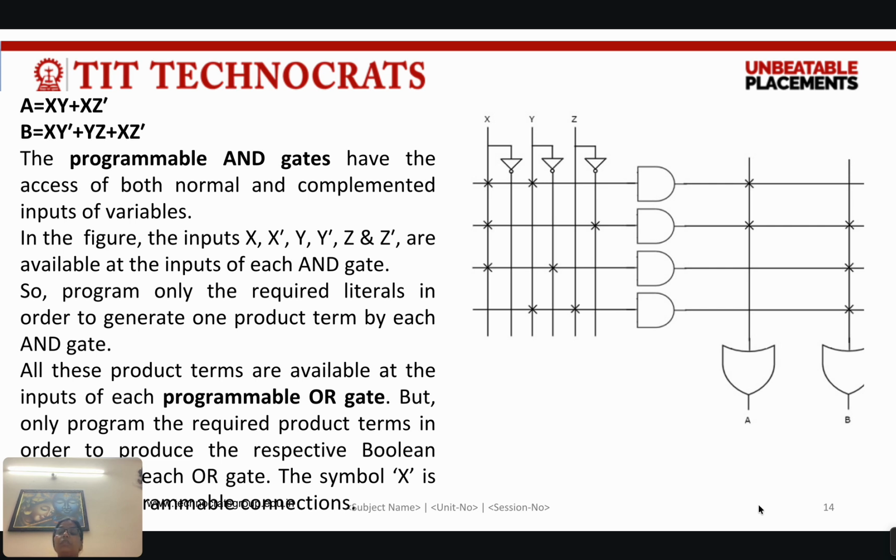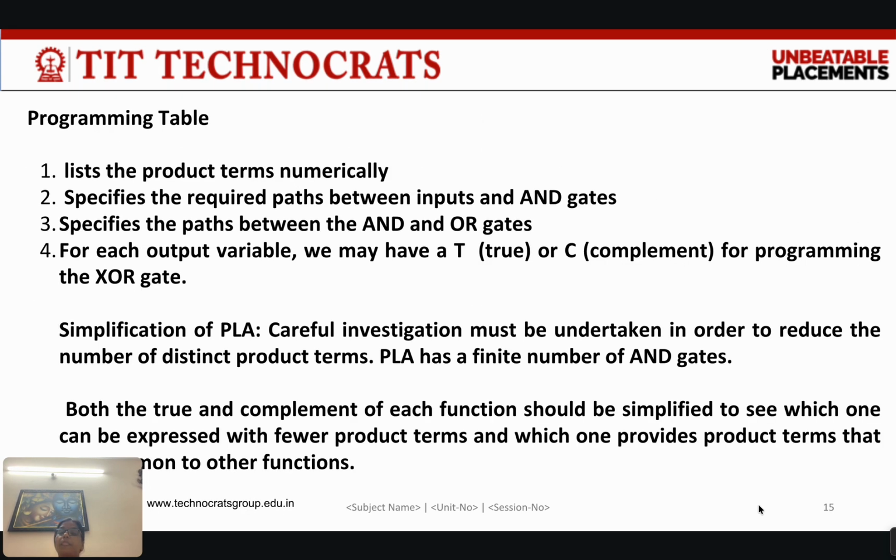Here again we implement the function with the help of PLA. Here we have two output functions A equal to xy plus xz dash, and B equal to xy dash plus yz plus xz dash. From the figure it is clearly shown that both the AND plane and OR plane are programmable. The programming table lists the product terms numerically, specifies the required paths between inputs and AND gates, and specifies the path between AND and OR gates. For each output variable, we may have true or complement for programming the XOR gate.